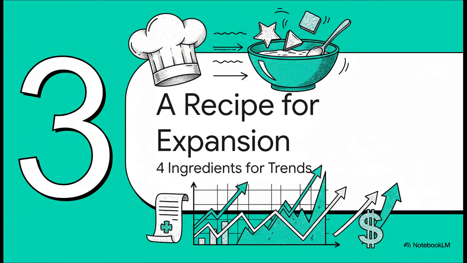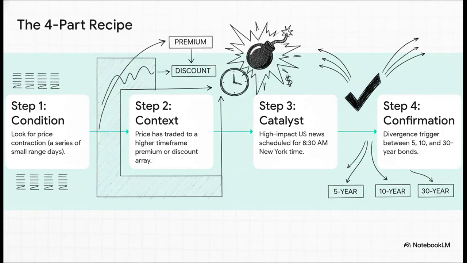All right, this is where it gets really good and really practical. ICT gives us what he calls a common recipe for these big expansion days. This isn't just some abstract theory. This is a step-by-step framework with 4 specific ingredients you can look for to spot these setups before they happen. Let's break down the recipe.